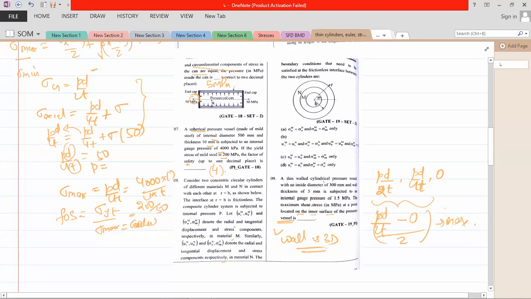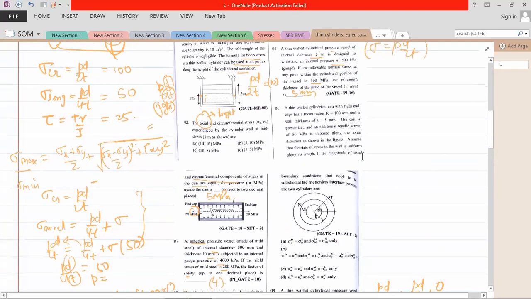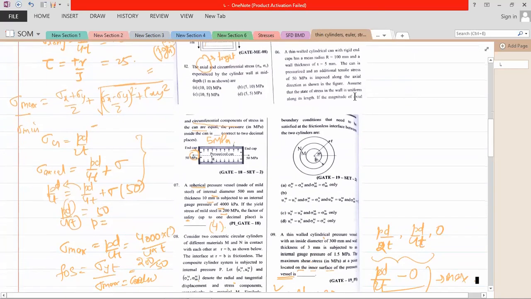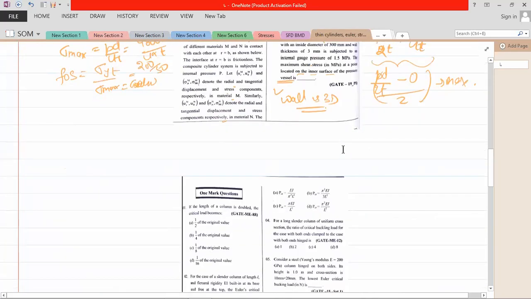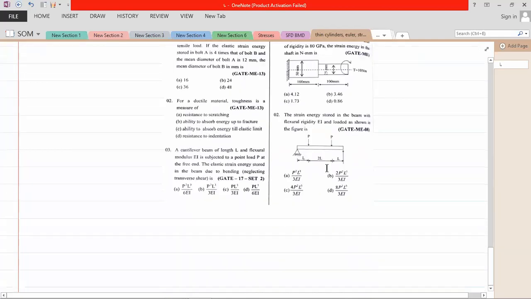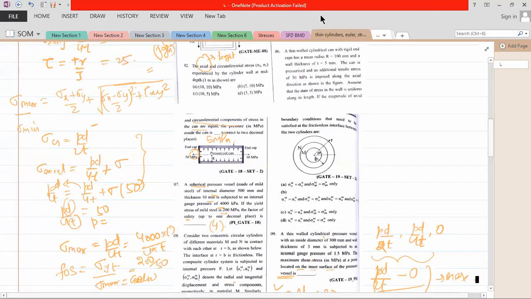So up to here, if anyone has any doubt, because now I am going to give you the break for lunch. Before that, I want to ask if you have any doubt in thin cylinders or any other concept, if anything is left in your course, because as far as the syllabus is concerned, I have completed the syllabus and I am going with the questions. Now after lunch, I will go with Euler buckling, strain energy, and then a few strain rosette problems. So can someone write in the chat box if you have any problem?